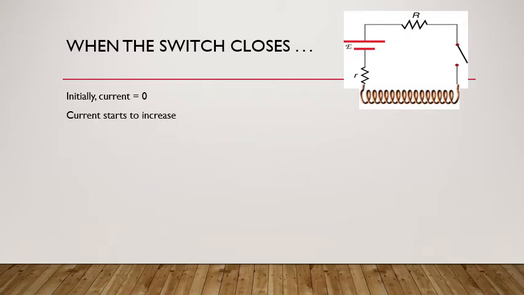Well, the current's going to start to increase, of course, because there's a battery and we've got a closed circuit. When it starts to increase, the magnetic flux inside the coil will start to increase. That makes sense, doesn't it? We're going to have a current inside there. The current's going to make a magnetic field inside the coil, and that's going to start to increase. That's a pretty normal thing. I mean, you would expect that.